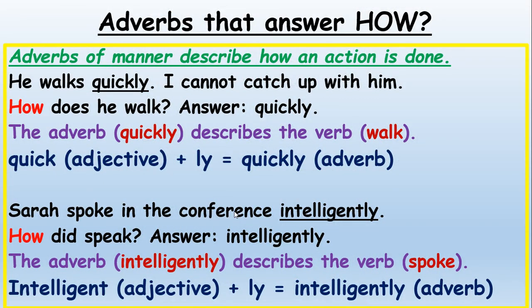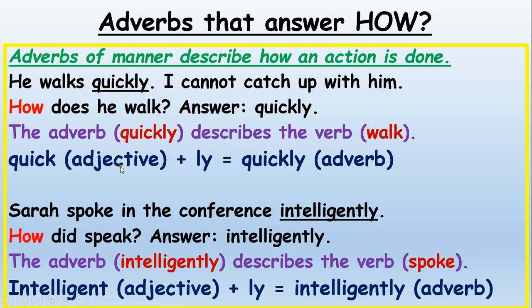Okay, so adverbs that answer how. Adverbs of manner describe how an action is done. He walks quickly. I cannot catch up with him. How does he walk? Quickly. So the answer to that question is quickly, which means that quickly is the adverb. The adverb quickly describes the verb walk.